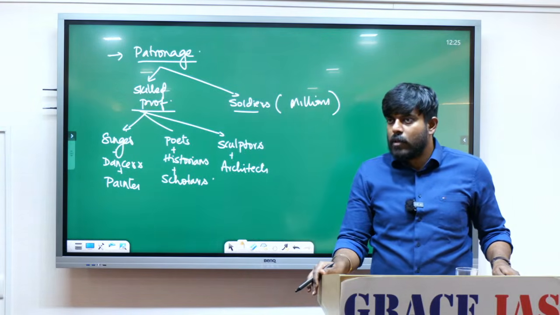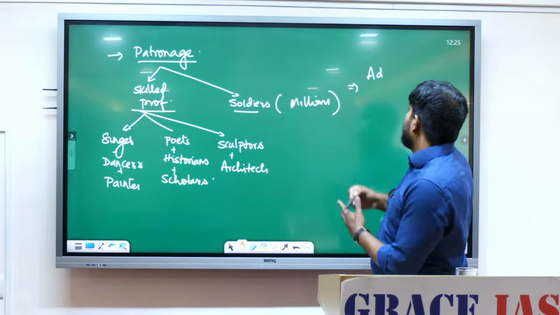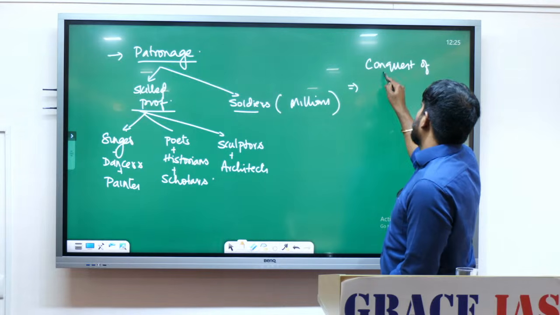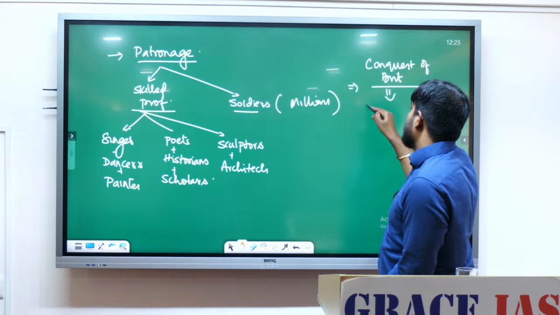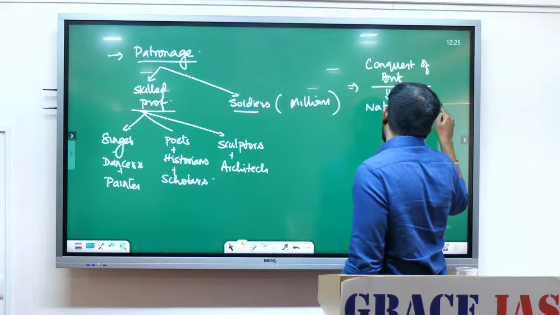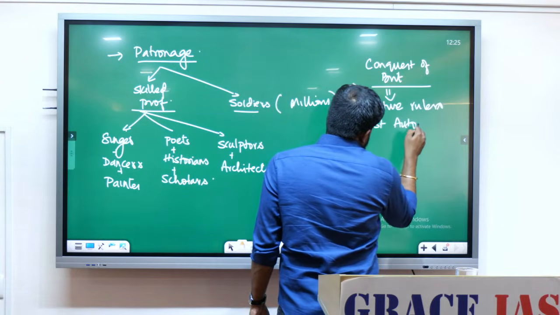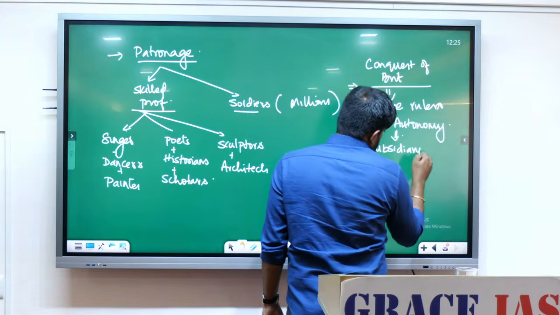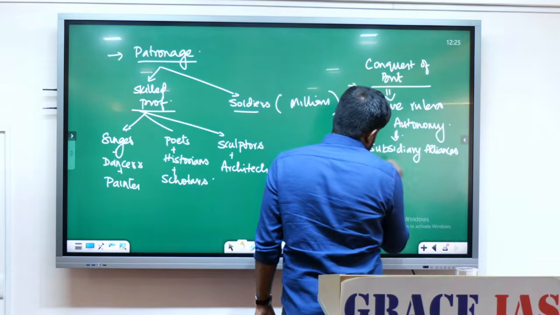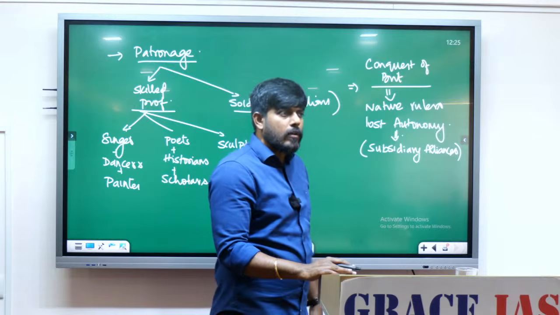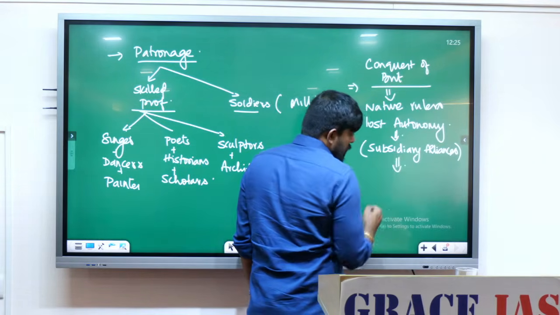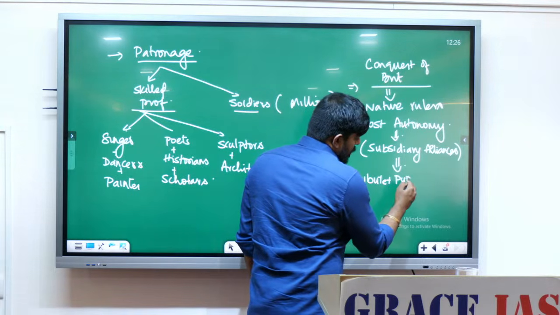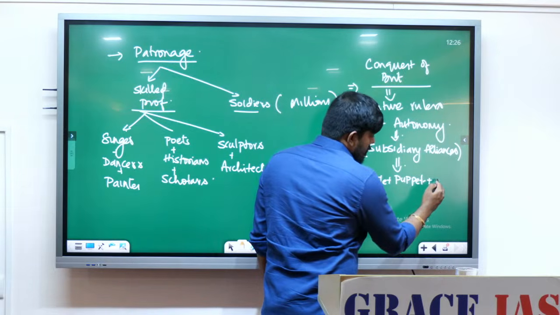This was the scenario. And now, with the conquest of British, the native rulers lost the autonomy. Let's say the Treaty of Subsidiary Alliance, etc. We lost the autonomy, and these kings came under the control of British. So they lost their autonomy to British. So now they have to pay annual tribute. They were controlled like puppets by British. So they don't have much autonomy.